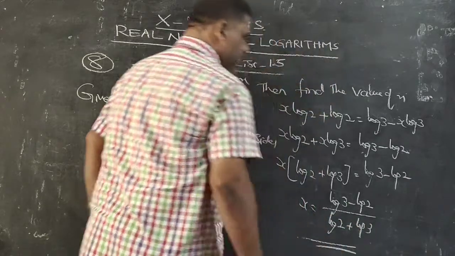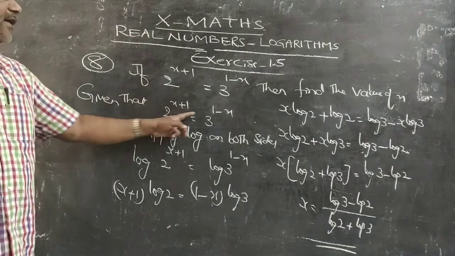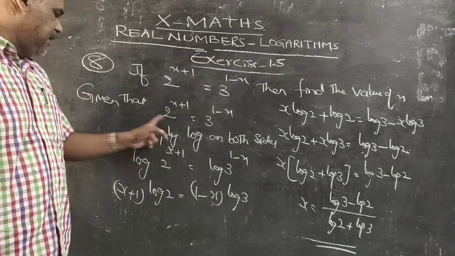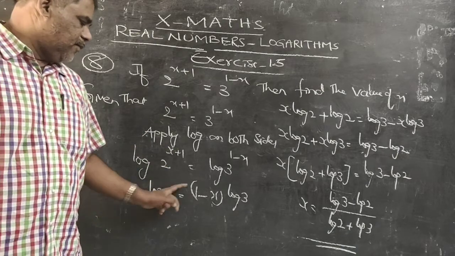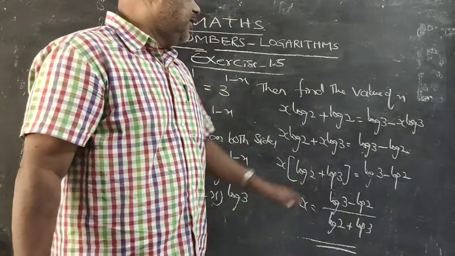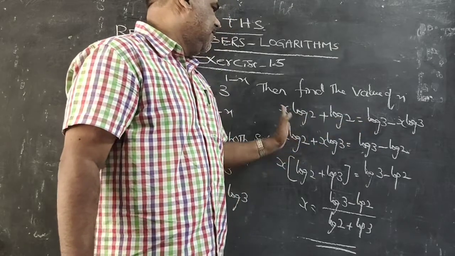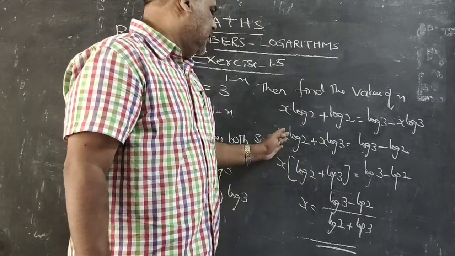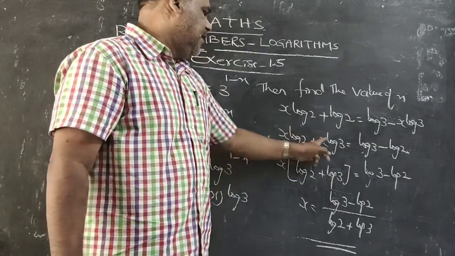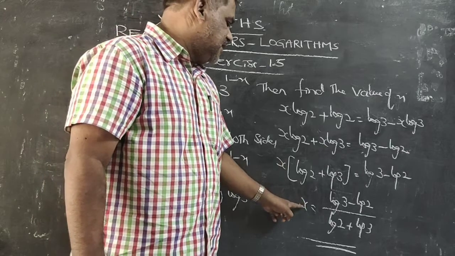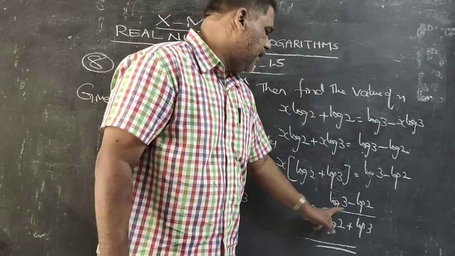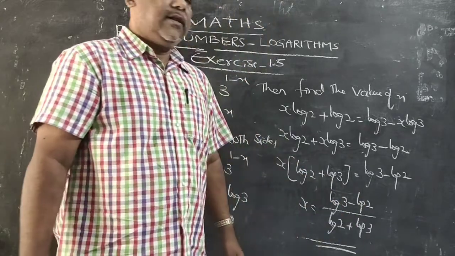This is x value. So first you take the given condition, apply logarithm on both sides, then it will become, log a to the power n comes here, x plus 1 log 2, 1 minus x log 3. Multiply here. After multiplying, you send all x terms one side, without x terms on the other side. So here x log 2 plus x log 3 is equal to log 3 minus log 2. Here you take x common and make x as the subject, then this comes in the denominator. Answer is log 3 minus log 2 by log 2 plus log 3, that is x value.